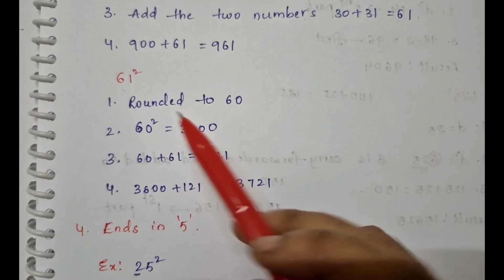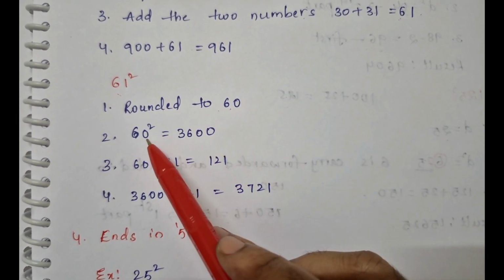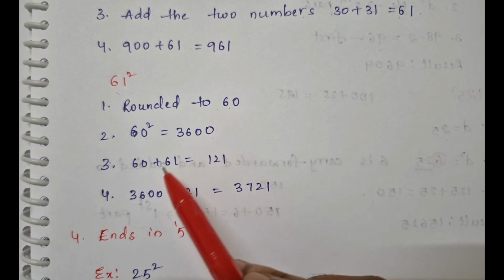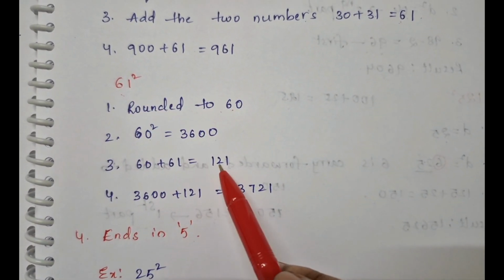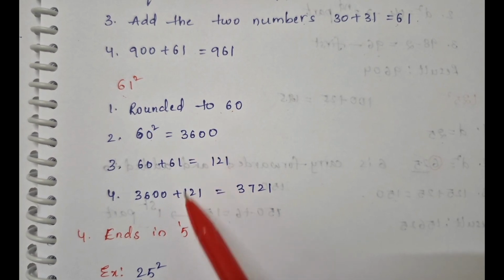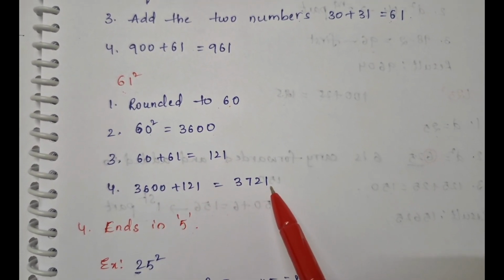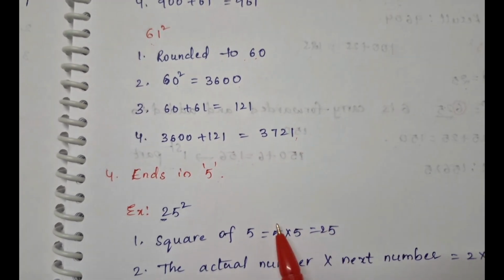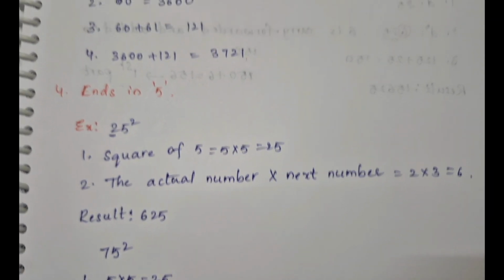61 square. 61 is rounded to 60. So square of 60 is 3600. So 60 plus 61 is 121. We are adding this 121 to 3600. You will get 3721. Okay, like this we will find the squares of the numbers which are ending with 1.